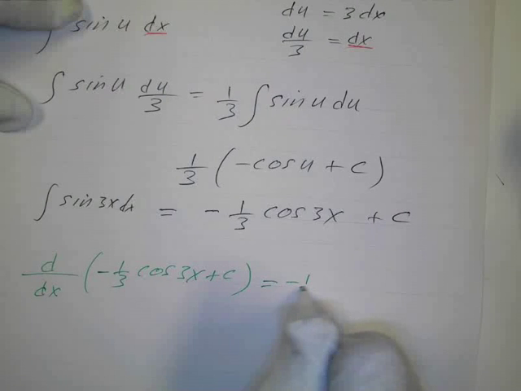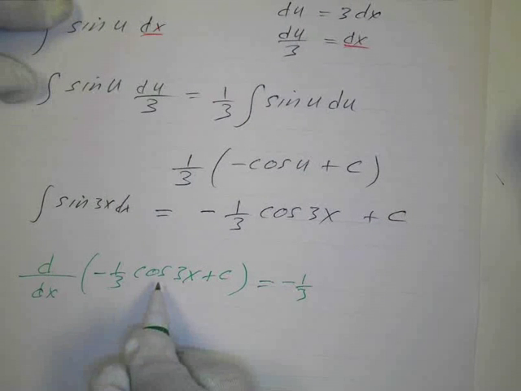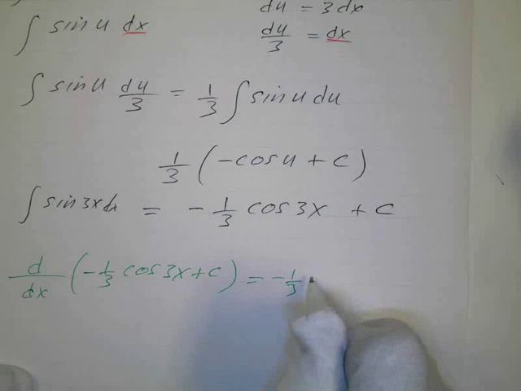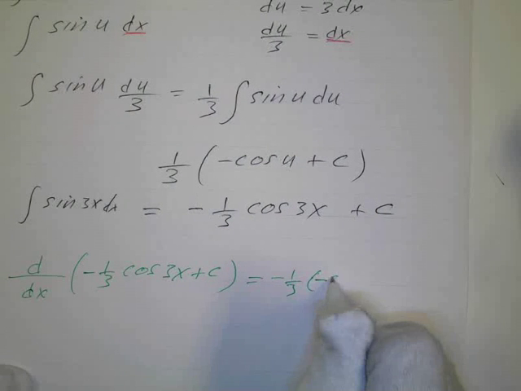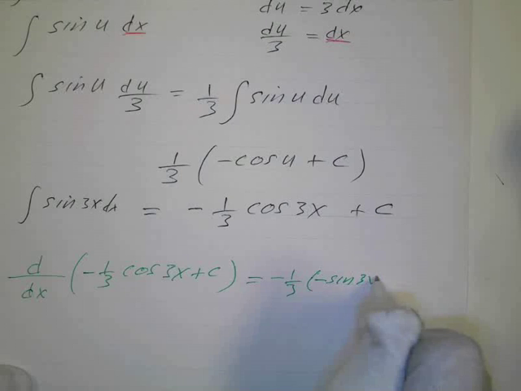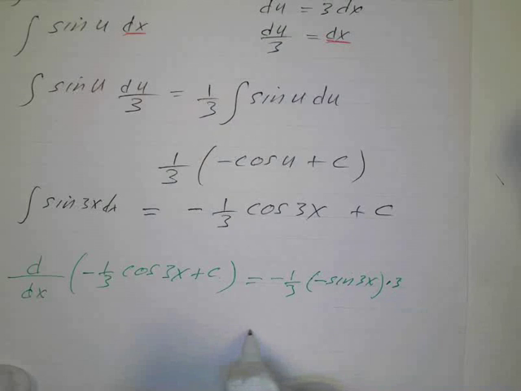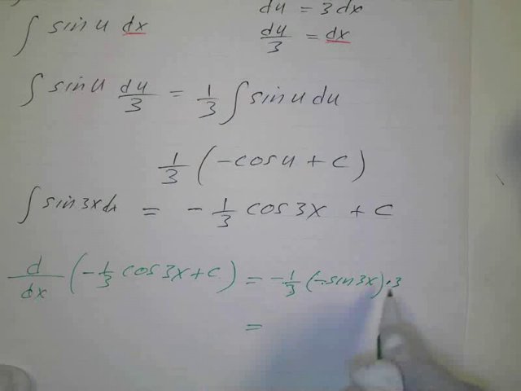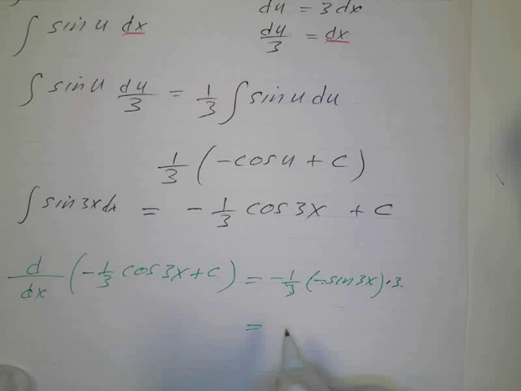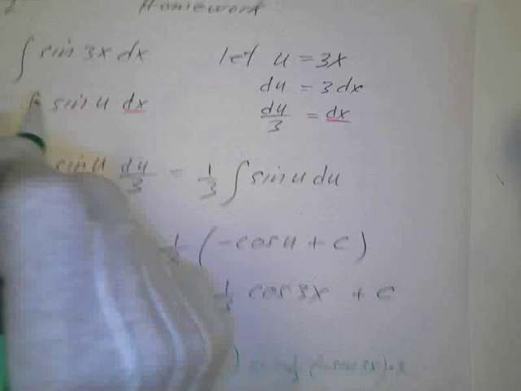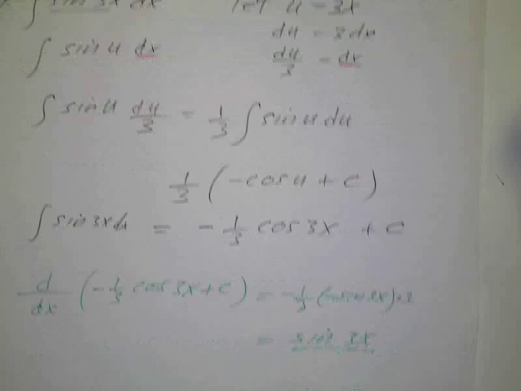And the derivative of this will be negative 1/3. And what's the derivative of the cosine? The derivative of the cosine is negative the sine of 3x times 3 for the chain rule, and the derivative of c is 0. And a negative times a negative is a positive, and 1/3 of 3 is 1, so we just end up with the sine of 3x. So you see they do check out.